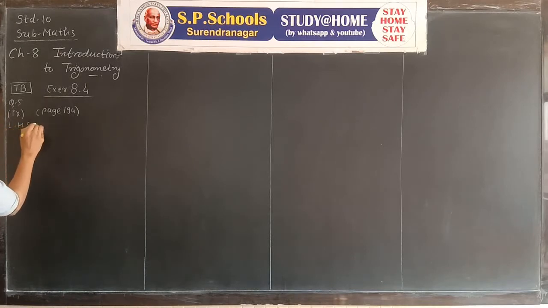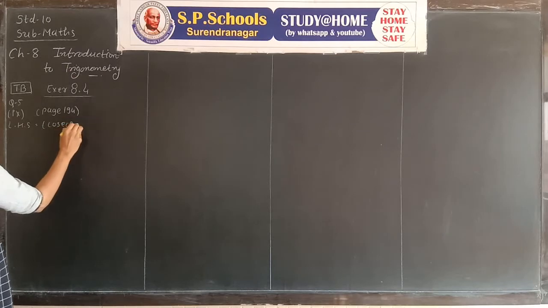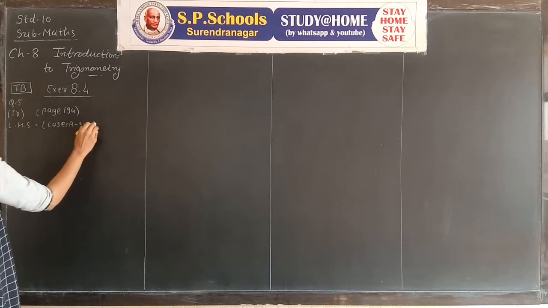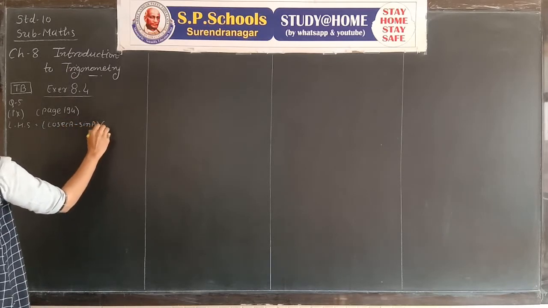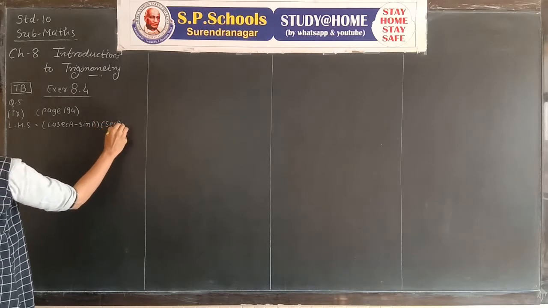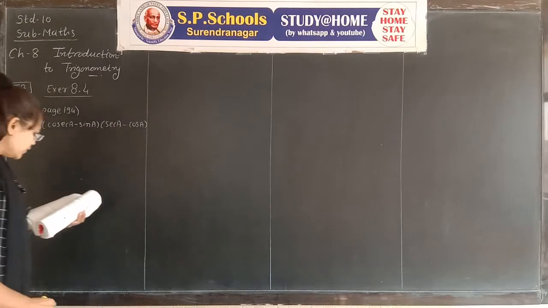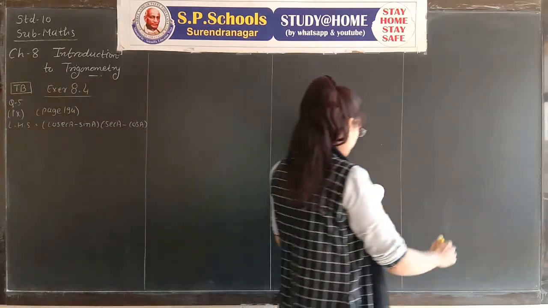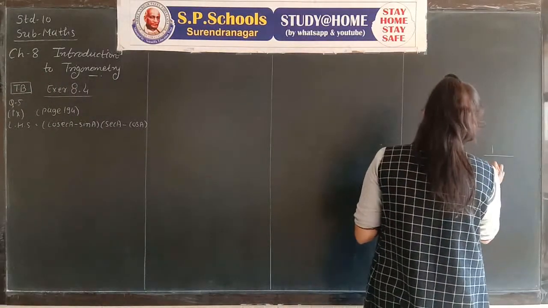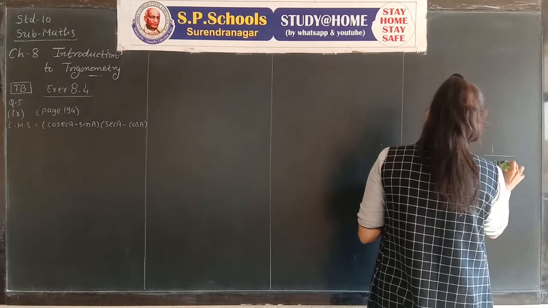LHS is equal to cosec A minus sin A into the next bracket sec A minus cos A. We need to prove the right hand side, 1 upon tan A plus cot A.